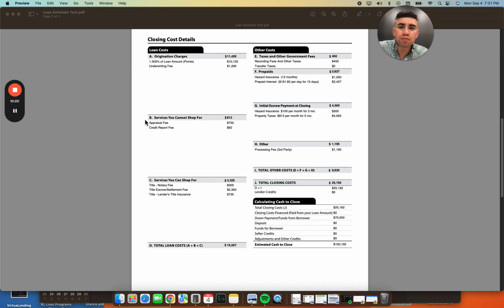we have section B as in Bravo. These are services you cannot shop for. Guys, you can't shop for your appraisal or your credit report fees. It's very simple. The reason why is to mitigate the possibility for fraud, right? If we had people ordering their own appraisals, they might have a cousin who's a licensed appraiser and say, hey, I want you to appraise my $300,000 property and give me a value of $750,000 because we're cousins. So that's the whole reason why it's a service you cannot shop for.